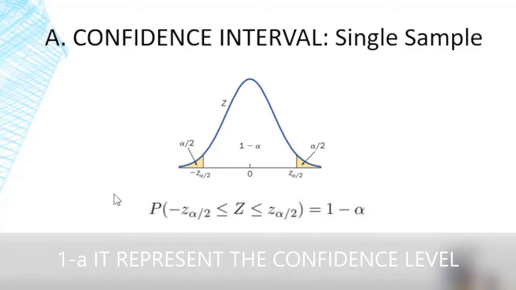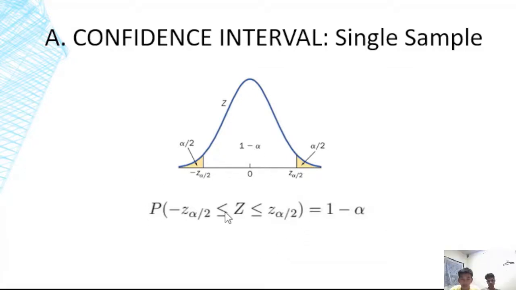And we have the given formula: P of z greater than or equal to negative z sub alpha over 2 and z less than or equal to z sub alpha over 2 is equal to 1 minus alpha.